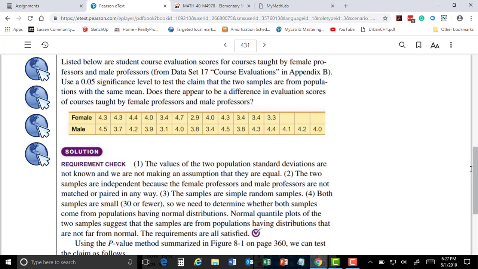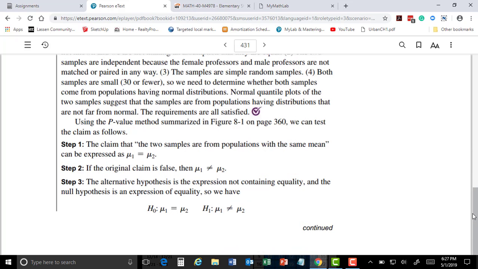So we need to determine whether both come from a population having a normal distribution. And you can do the quantile plot, the QQ plot, to see if it's a normal distribution. So the requirements are all satisfied. Here we finally get into our null hypothesis. Here's the claim that the average, God's truth, between a male and a female professor, is that there's no difference in their average score.